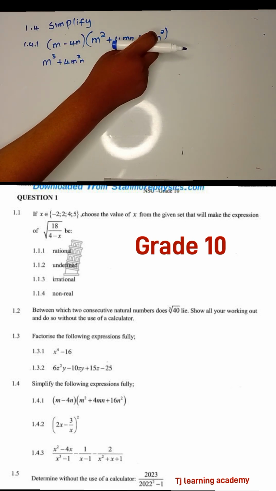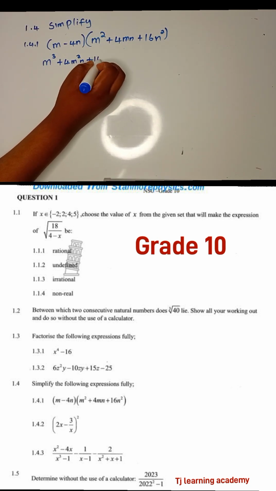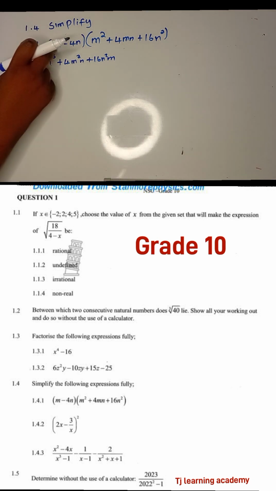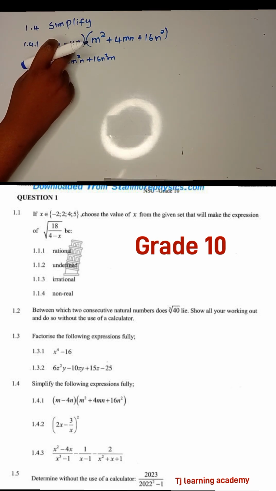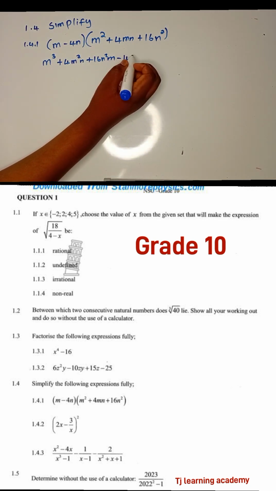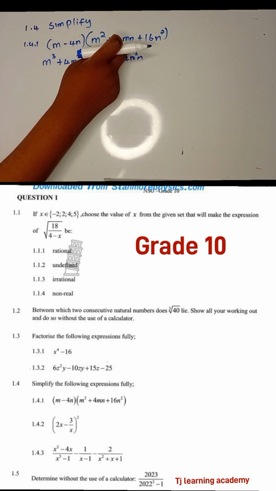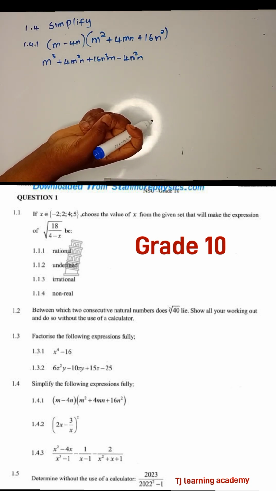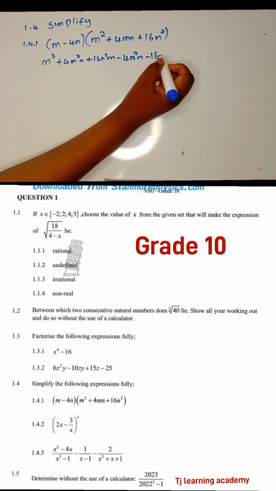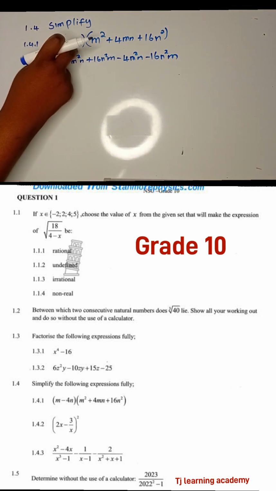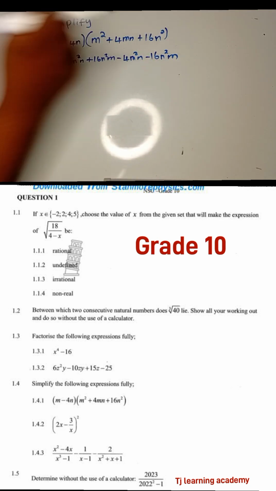So m times 16n squared is going to be 16n squared m. So now we are done with m. Now we're coming to minus 4n. Minus 4n times m squared is going to be minus 4m squared n. Negative 4n times 4mn is going to be negative 16n squared m.